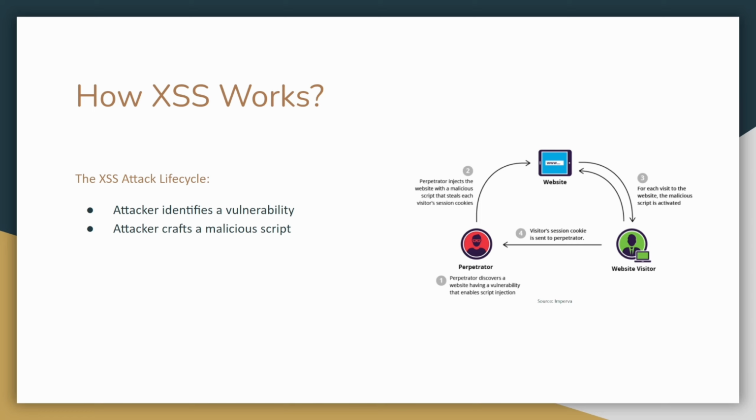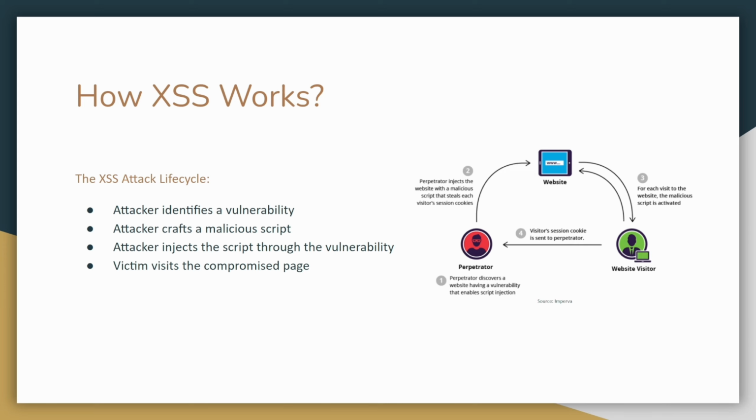Once a vulnerability is found, the attacker crafts a malicious script. This is very often done in JavaScript because of its tight integration with the web process, but it could also be other client-side scripting languages as well. The attackers then inject this script through the identified vulnerability. This could be through a URL parameter, a form submission, or any other way the website accepts user input.